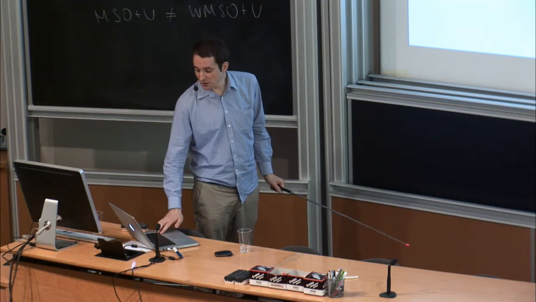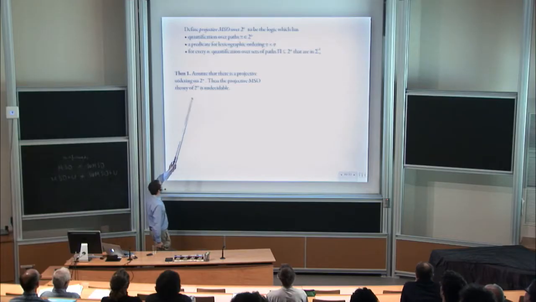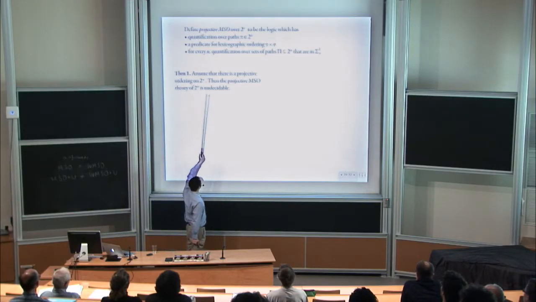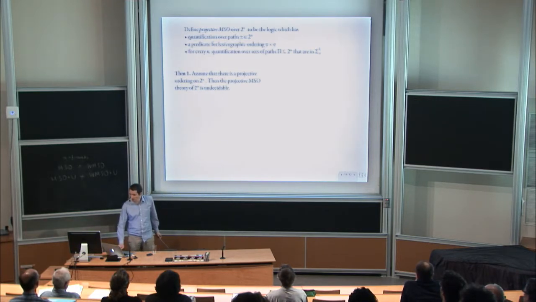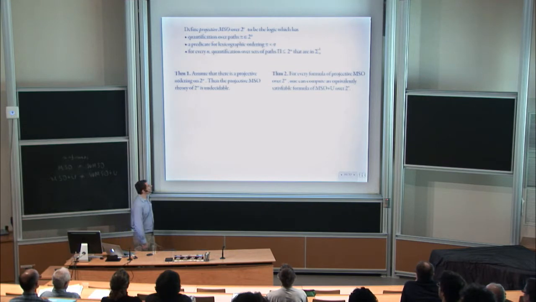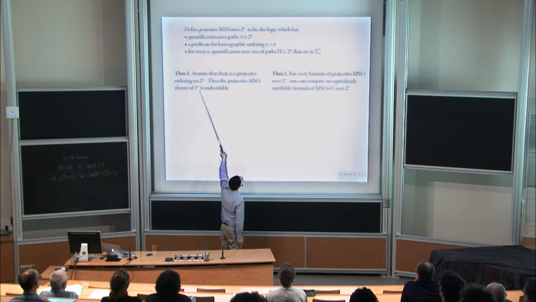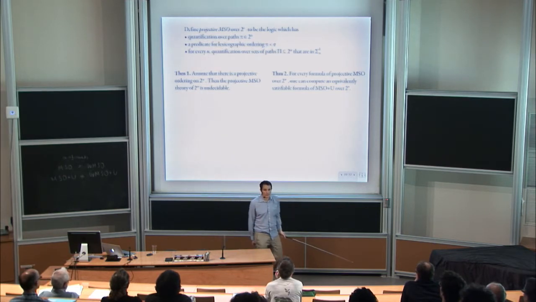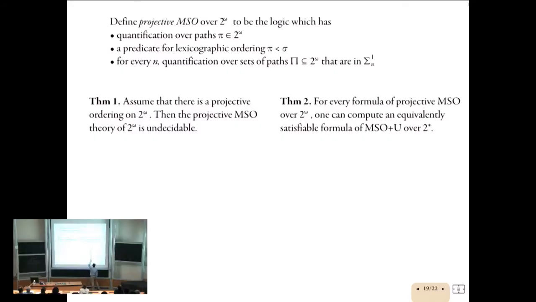Now, the results are as follows. The first one is, assuming this set theory mumbo jumbo, this logic is undecidable. That's result number 1. And result number 2 is that this logic, which is up to mumbo jumbo undecidable, can be reduced to MSO+U on infinite trees. So assuming the set theory mumbo jumbo, MSO+U over infinite trees is undecidable.